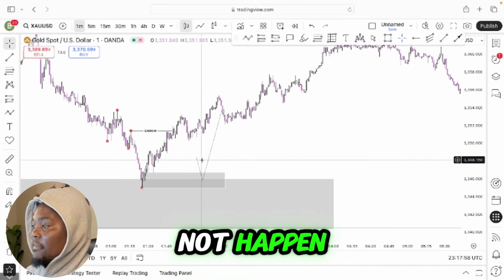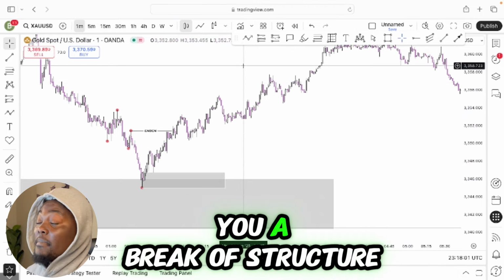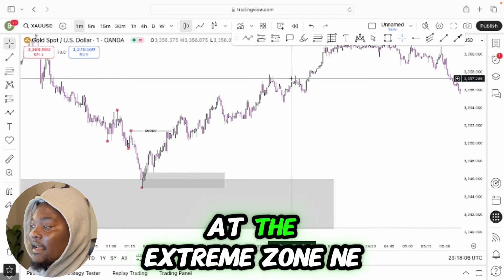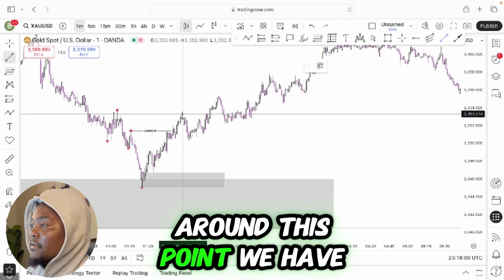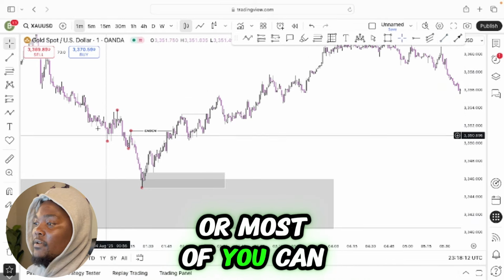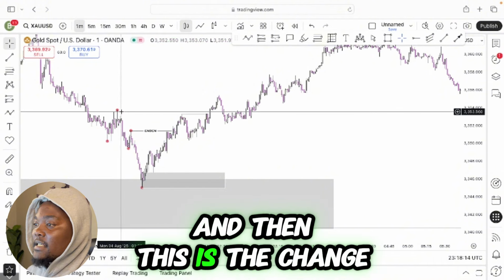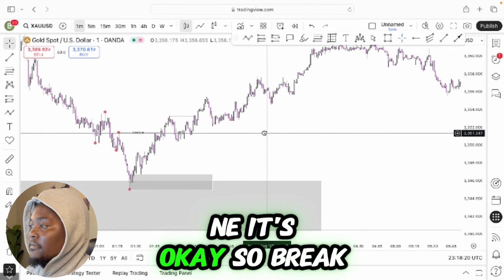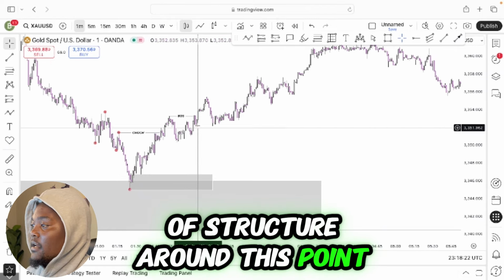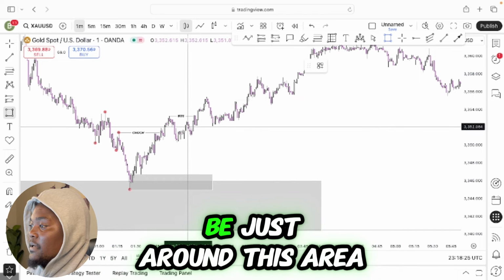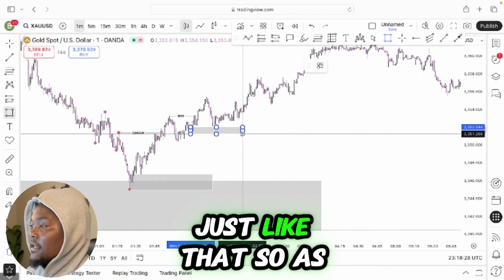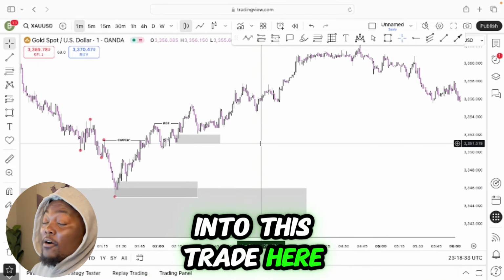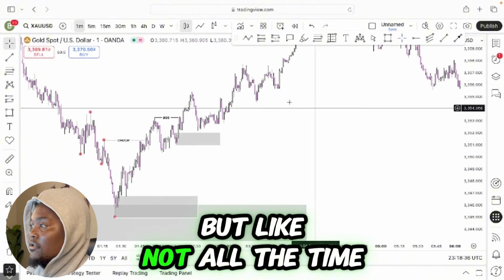But if that does not happen, it means that the market will just give you a break of structure. Then you can just follow the market up until you get a nice entry at the extreme zone. So let's say around this point we have a new break of structure, or most of you can say that this is not a clean pullback, and then this is the change of character. So yeah, it's okay, guys. So break of structure around this point, as you can see right there, then the extreme zone should be just around this area, just like that. So on this one, we didn't get a tap into this trade, which sometimes may happen, but not all the time.